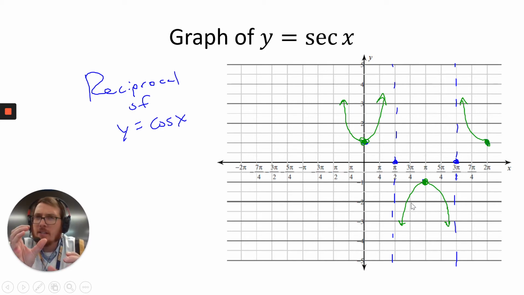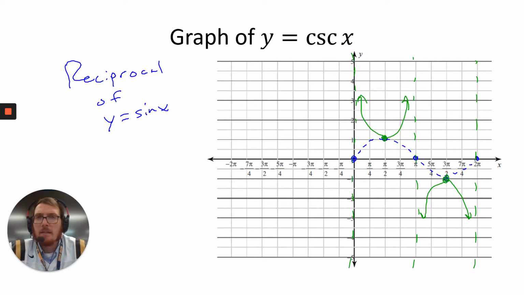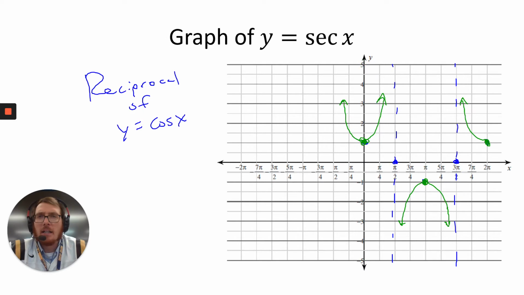Remember, this secant should be just slightly shifted over from cosecant. So if you look at cosecant again, notice they're just off by a pi over 2 situation, but they should look similar, just moved over, similar to sine and cosine.